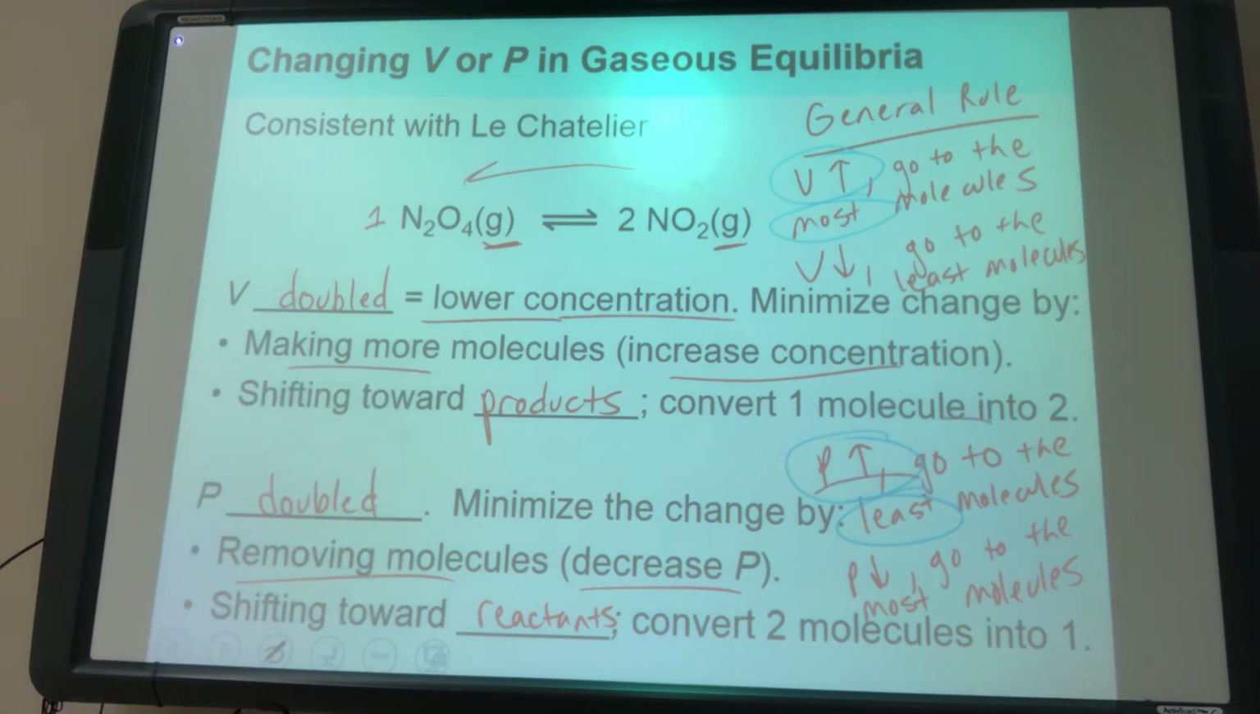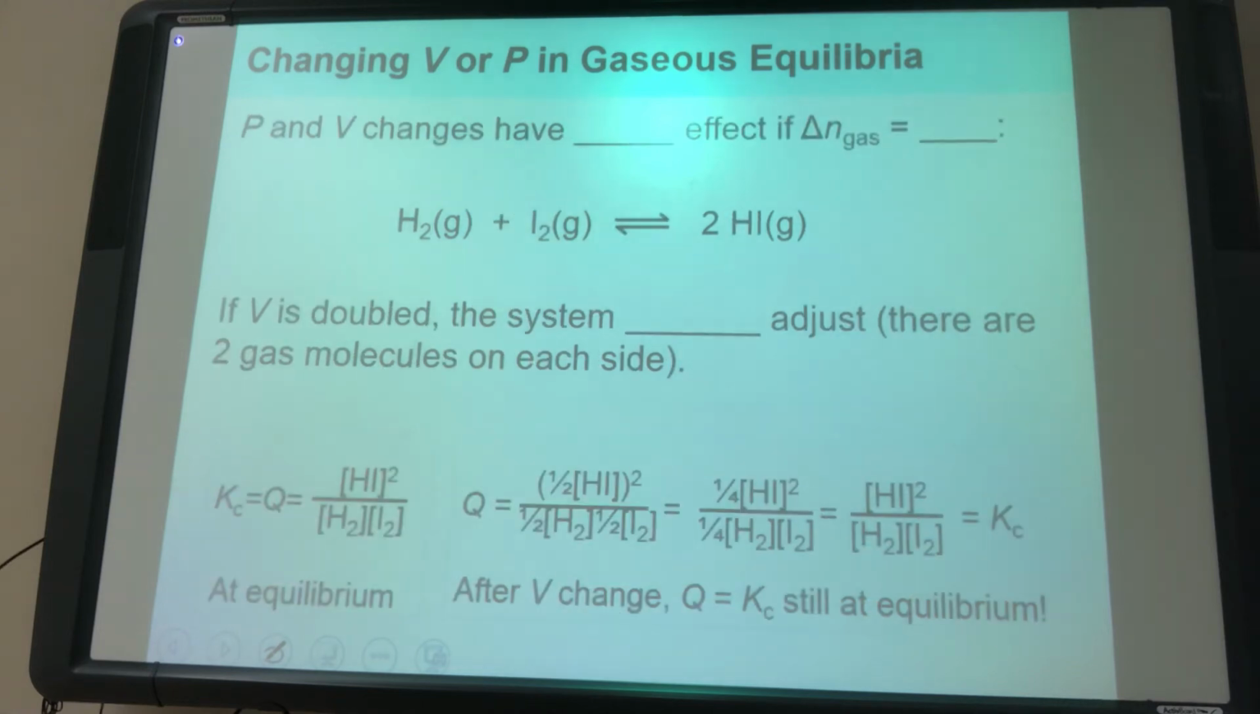All right, now let's talk about what effect pressure and volume have if my number of molecules are equal. Here I've got 1 and 1, and here I've got 2. So I've got 2 on one side, 2 on the other side. Since I have the same number of molecules on both sides, my pressure and my volume changes are going to have no effect, because there's not a side that has more or less molecules.